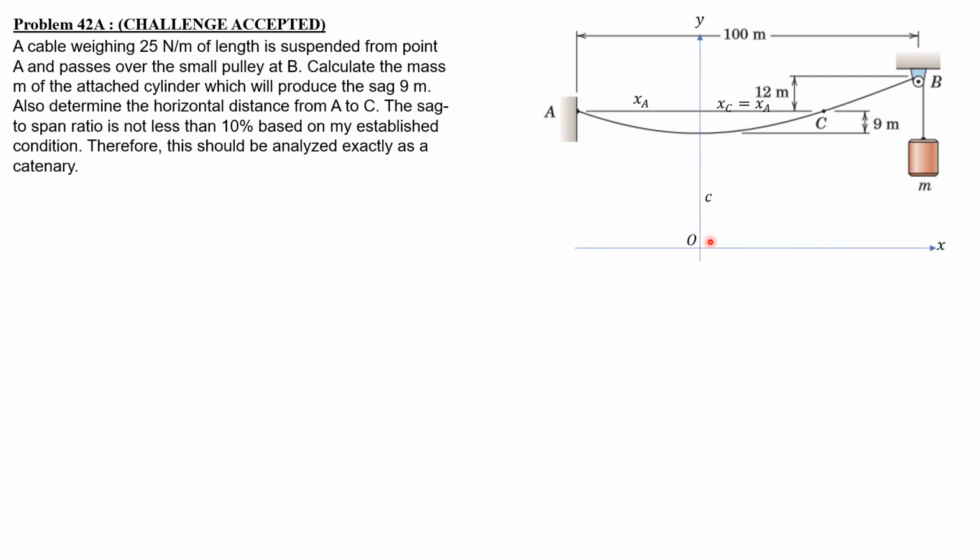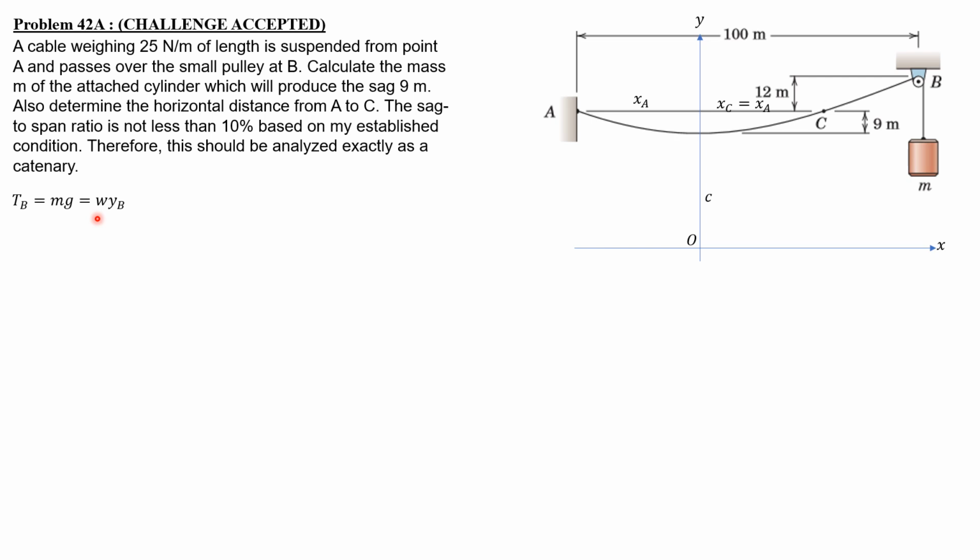So let's locate the origin. Distance from the lowest point to the origin is C. This is the x-axis. XA is equal to x sub A, which is this, and x sub B is 100 minus XA, as shown in the table. So the working equation: tension at B is mass times acceleration due to gravity g equals the uniform weight of the cable times YB. So that's the tension from catenary equations.